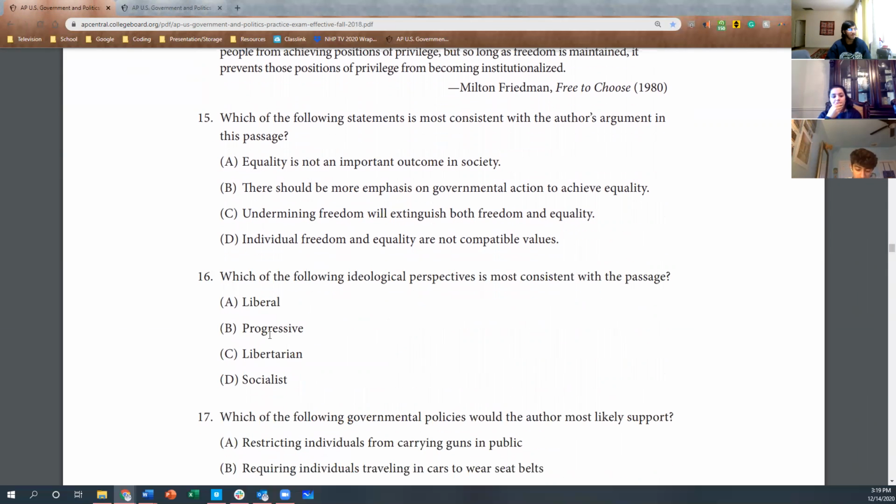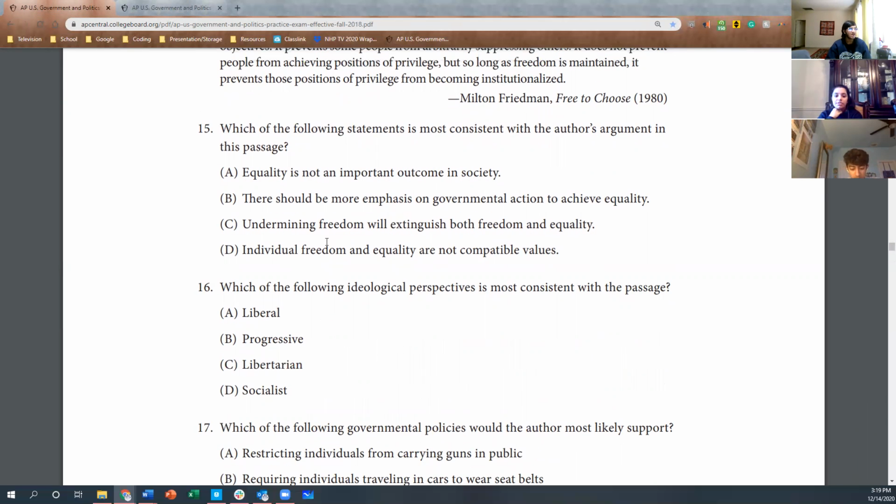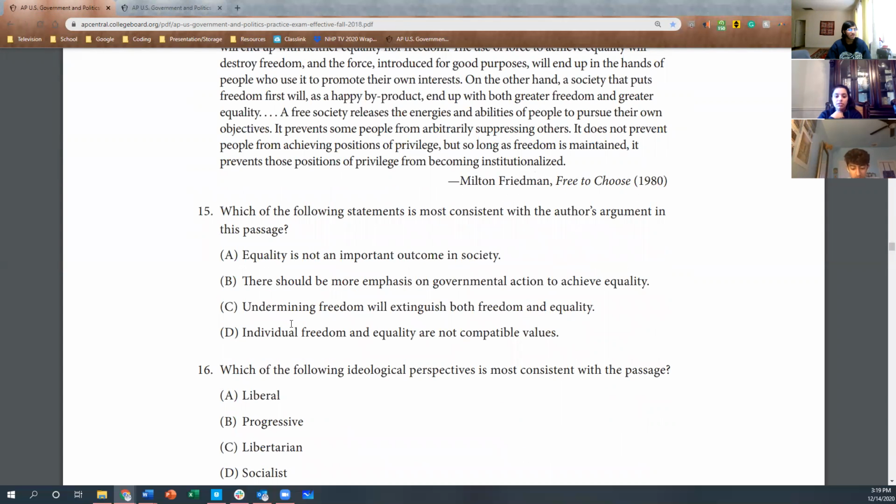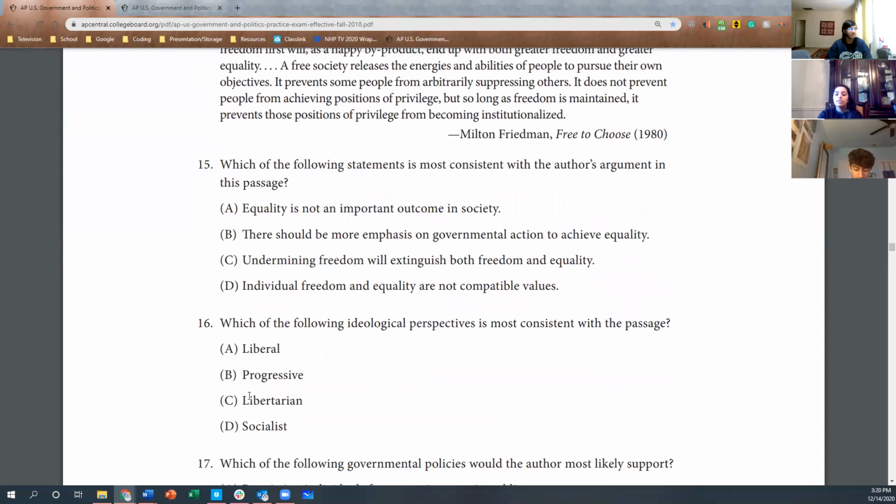So I think we answered this question in our test as well. 16 is obviously C. 15 was C, right? B, yeah, because libertarians think that if you get rid of freedom, then there's no equality or freedom. So C and then C. Let's see.